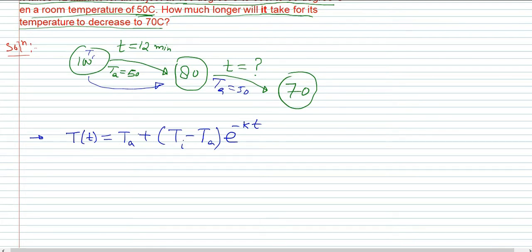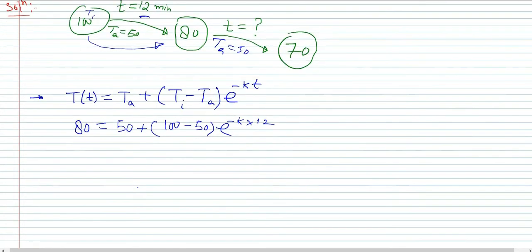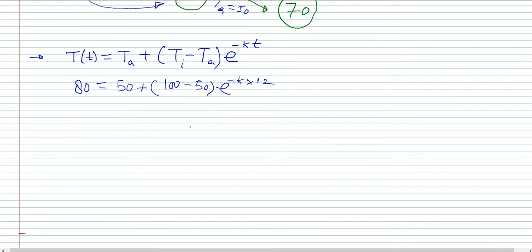So this we can put here: 80 is equal to ambient temperature 50 plus initial temperature 100, right? Minus ambient 50, multiplied by e to the power minus k multiplied by t. t is how much? 12, right? I think in this way we are going to find the value of k.